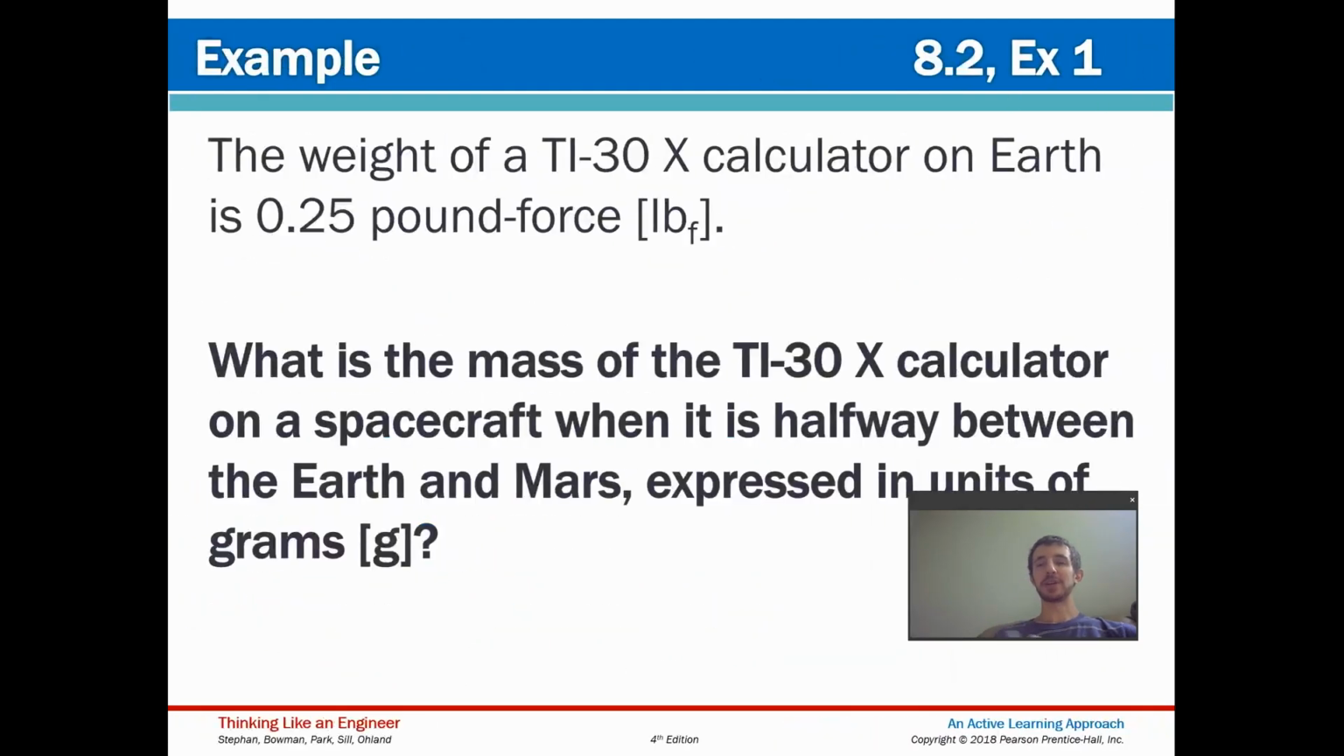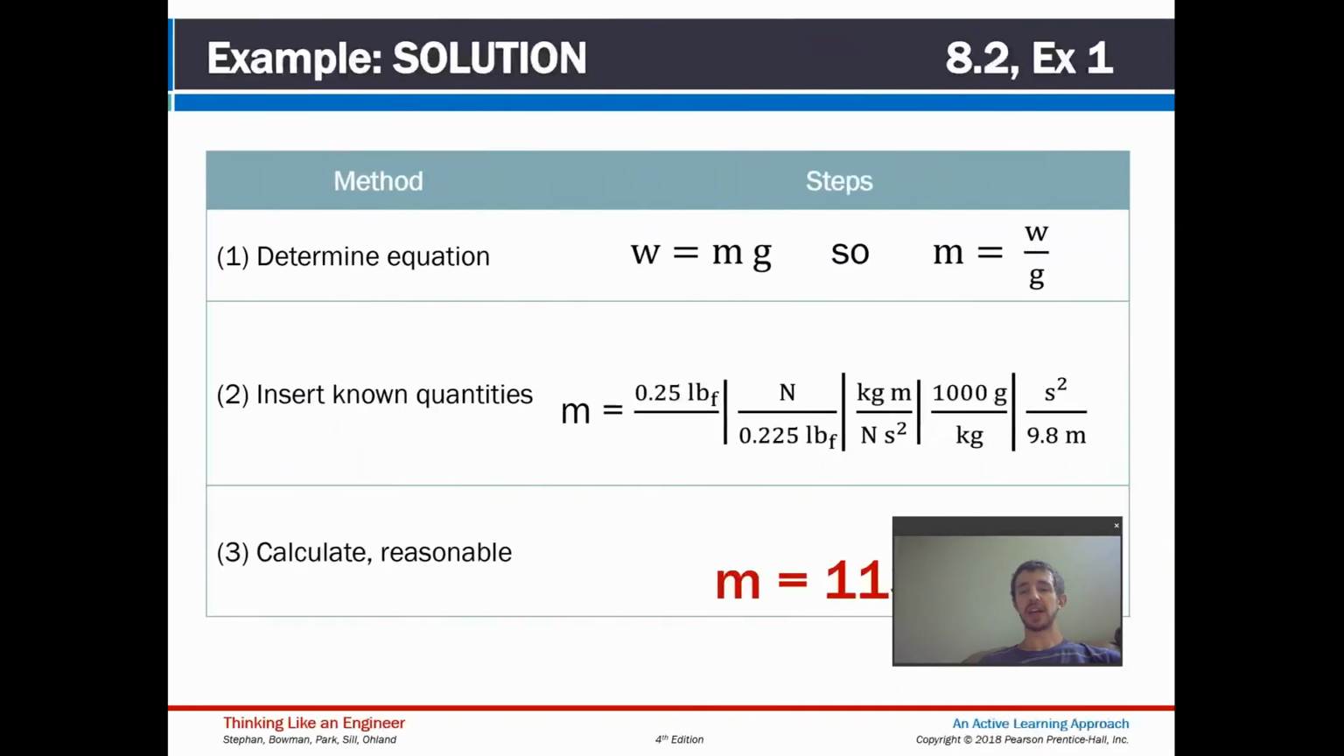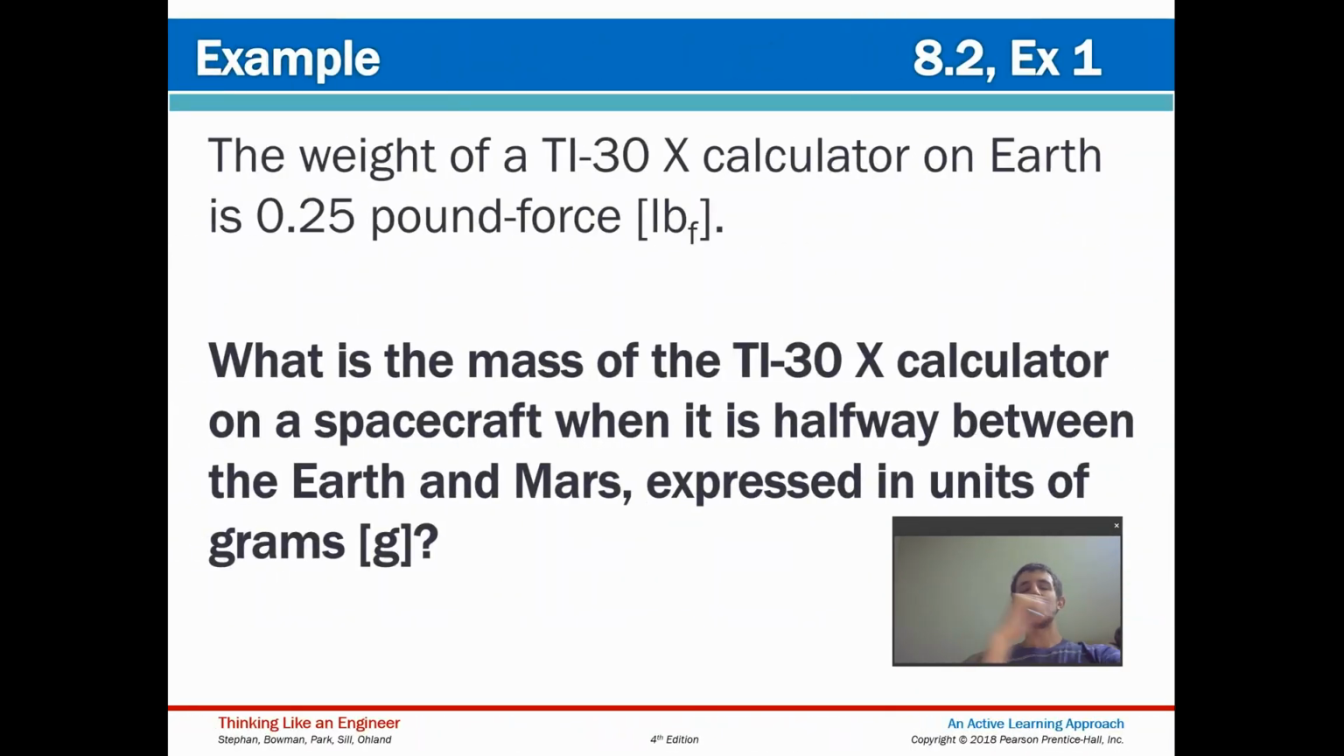Okay, let's try another one. So once again, this time we're going to say halfway between Earth and Mars. It wants us to figure out the mass of this TI-30X calculator when it's halfway between the Earth and Mars. So think about it. Okay, units of grams. You're believing in yourself, you're working on it, you're doing it in your head. You can pause the video. This is a video, I can't actually tell how hard you're working. Maybe you're just waiting for me to finish it.